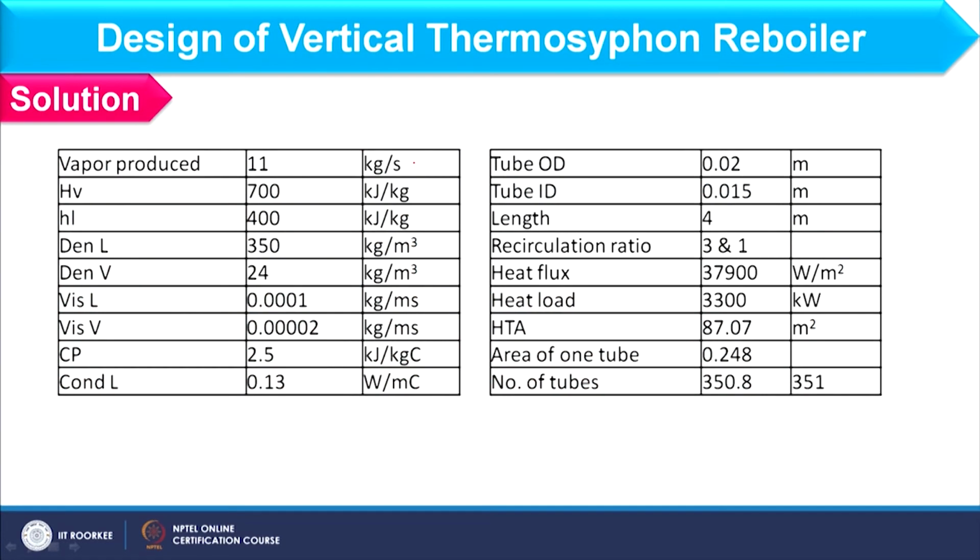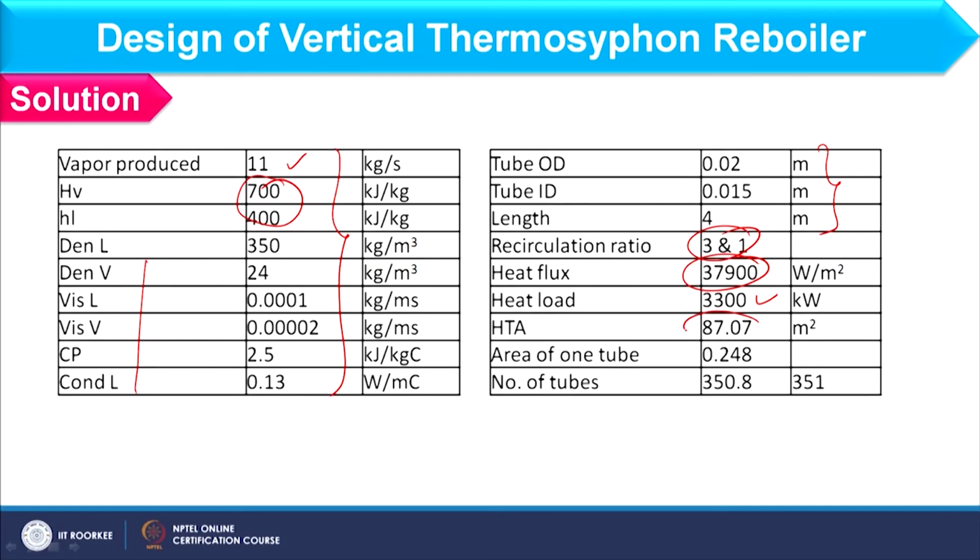So, you see here I have the values which are known to me, that is 11 kg per second, and this is basically the enthalpy of liquid and vapor and other properties, right. And tube dimensions are given to us. Recirculation ratio is 3:1. Maximum heat flux is 37900, that we have already discussed for vertical thermosyphon reboiler. So, accordingly we can find out heat duty depending upon vapor generation and latent heat of vaporization.